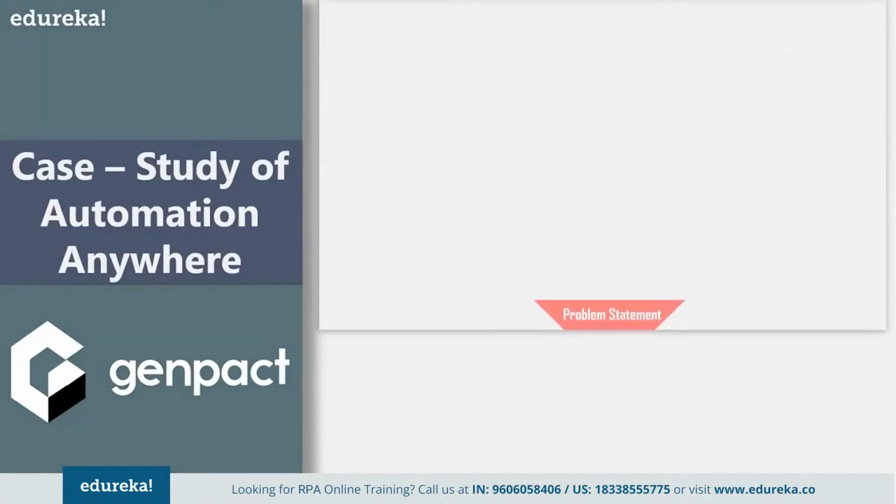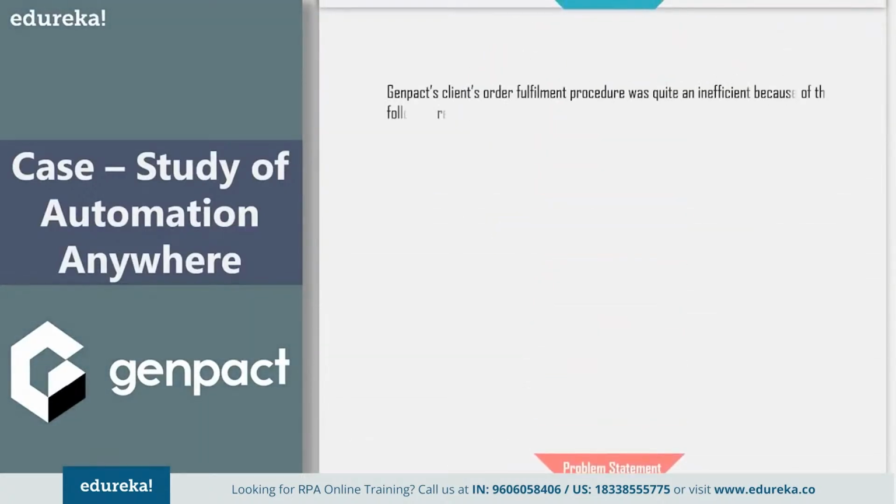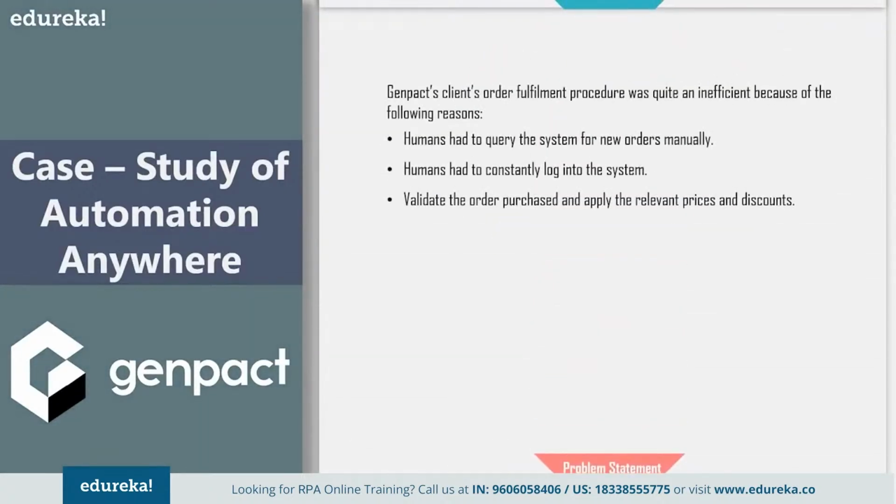Now the problem statement of this particular company was that Genpact's client's order fulfillment procedure was quite an inefficient manual process, as humans had to query the system for new orders manually. This also caused quite a chaos, as humans had to constantly log into the system. Also, they had to validate the order purchase and apply the relevant prices and discounts. Now, obviously, this procedure was quite tedious, time-consuming, and prone to errors.